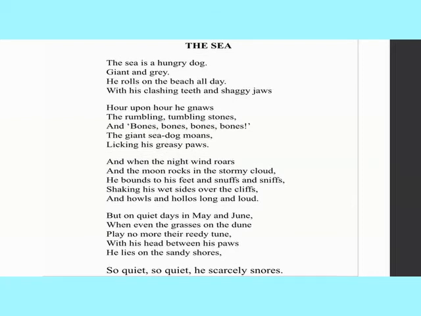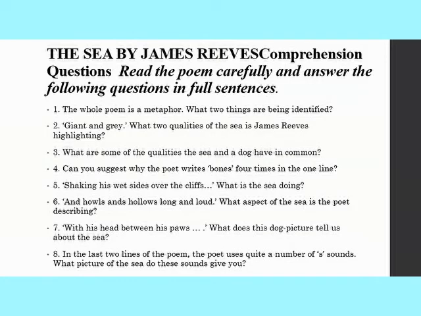So I would like you to now complete this comprehension task. Read the poem carefully, and answer the following questions in full sentences. The whole poem is a metaphor. What two things are being identified? Giant and grey, what two qualities of the sea is James Reeves highlighting? What are some of the qualities the sea dog and a dog have in common? Can you suggest why the poet writes bones four times on the line?